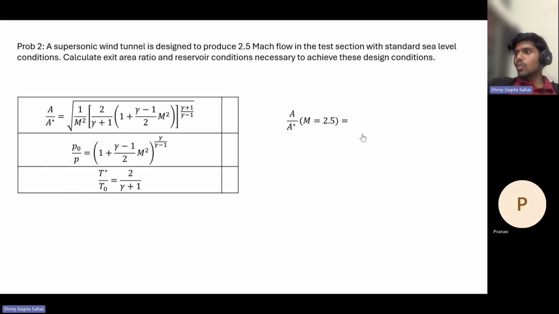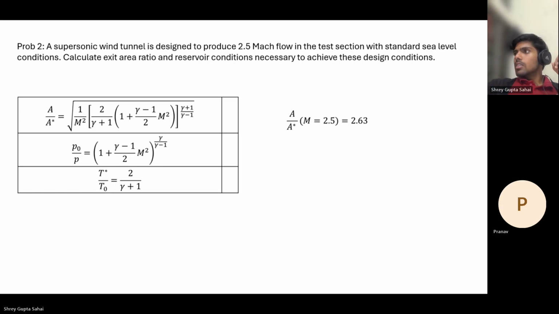The area ratio is 2.63. 2.63. Can you see my screen, or do you need to? I cannot see the decimals, but I can see the PPT. Yeah, PPT is fine, right? Okay. 2.63, you get 2.63. Now what? Now what, do you do next?